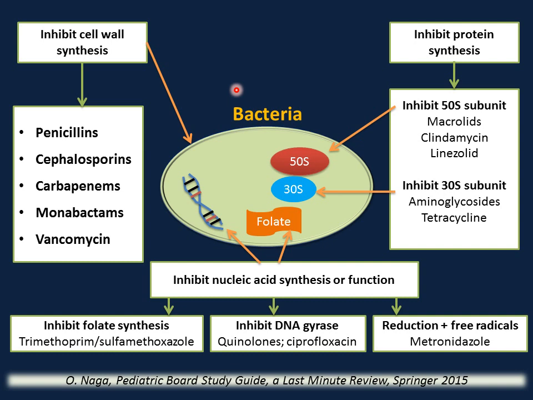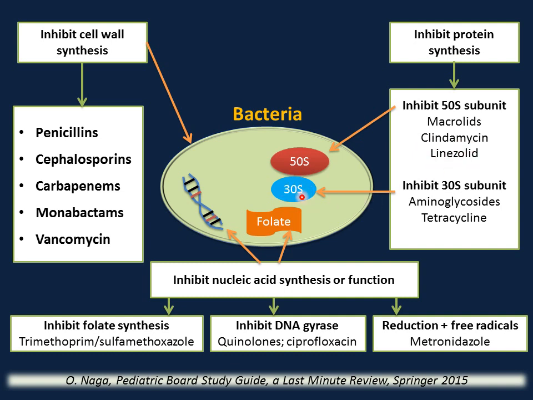Mechanism of action of antibiotics. Some antibiotics inhibit the cell wall synthesis. Examples of that: penicillins, the cephalosporins, the carbapenems, monobactams, vancomycin. Some antibiotics inhibit the protein synthesis. You know that the protein synthesis is by the ribosomes. So some antibiotics inhibit the 50S subunit of ribosomes, like macrolides, clindamycin, linezolid.